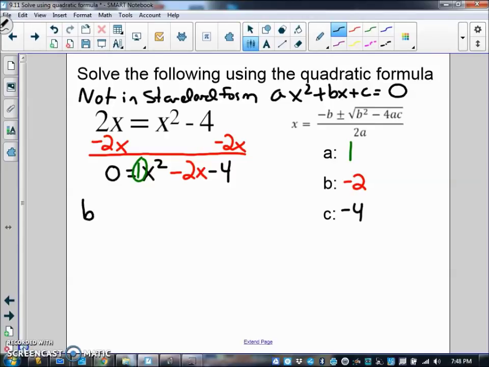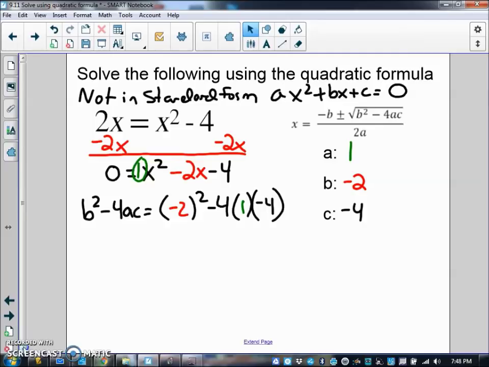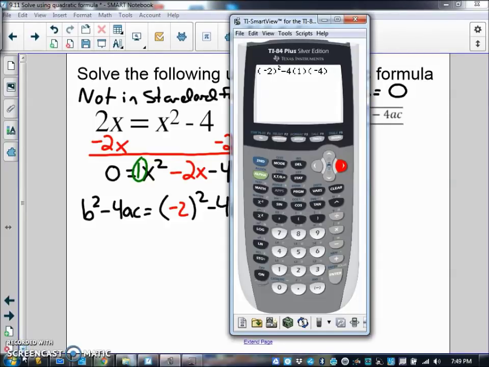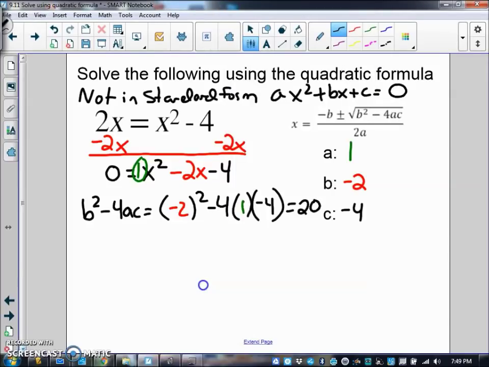Which means I'm going to solve for my discriminant of b squared minus 4ac, which is just my b term squared. Negative 2 quantity squared minus 4 times a multiplied by c, which is negative 4. Plugging this into the discriminant, negative 2 in parentheses squared minus 4 times 1 times negative 4 in parentheses gives me a discriminant value of 20. Which means, again, I have two real solutions.